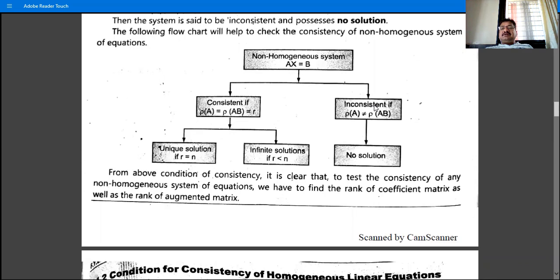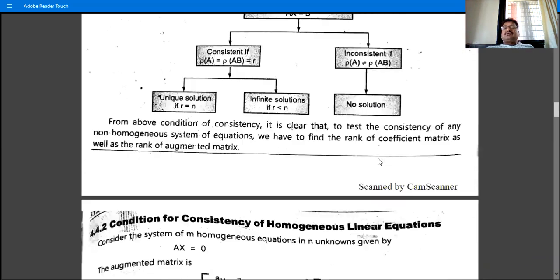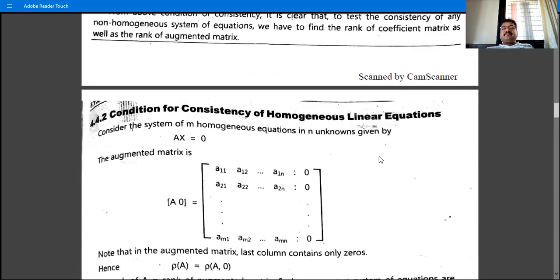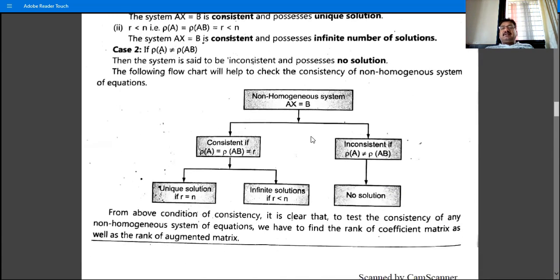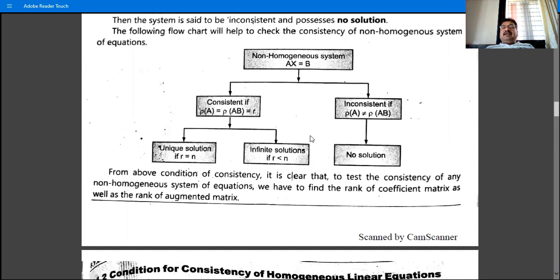And if the system is inconsistent, it means the system has no solution, that is, zero solutions. So if you consider any non-homogeneous system, how many solutions can we have? What are the probable answers? Either the system has no solution, meaning zero solutions, or the system has a unique solution, meaning one solution, or the system has infinitely many solutions. So there are only three cases.